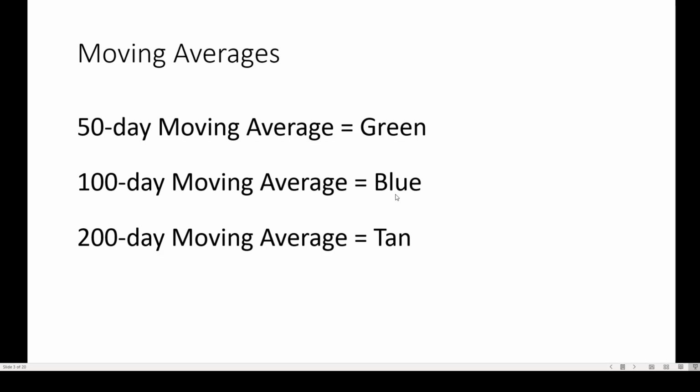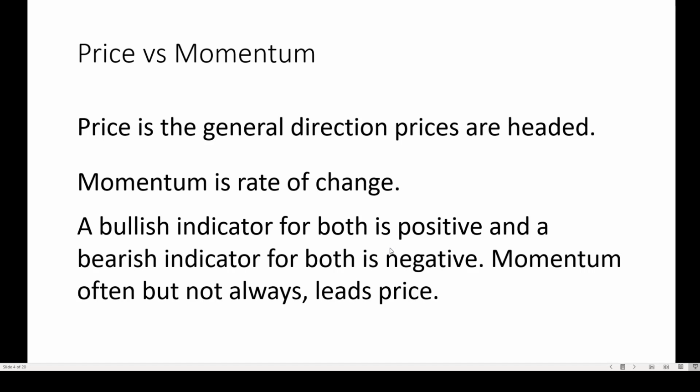We're going to look at the moving averages, the 50-day, which will be in green in my chart, 100-day in blue, and the 200-day will be in tan. In addition, we're going to look at price and momentum. So price is the general direction prices are headed, and momentum is the rate of change. Now, this is not something you'll find in your normal charts. Momentum is not your regular technical analysis data that's available, but we're going to look at that. And a bullish indicator for both is positive, and a bearish indicator for both is negative. Momentum often, but as you'll see today, certainly does not always lead price.